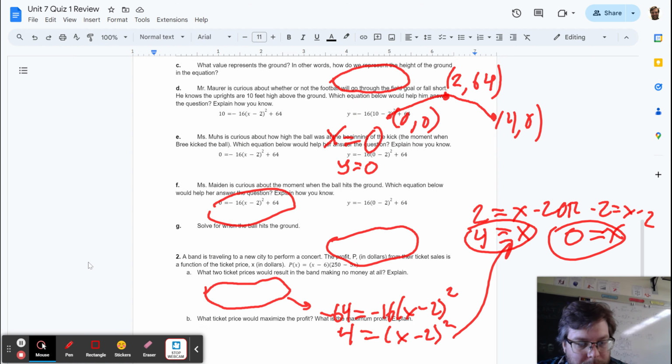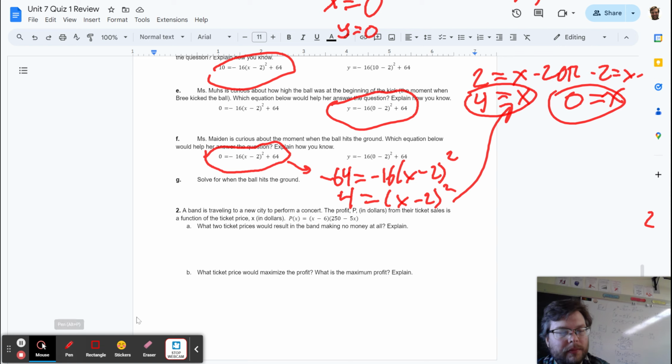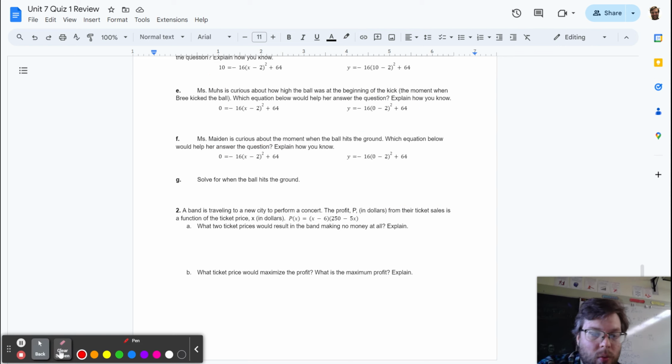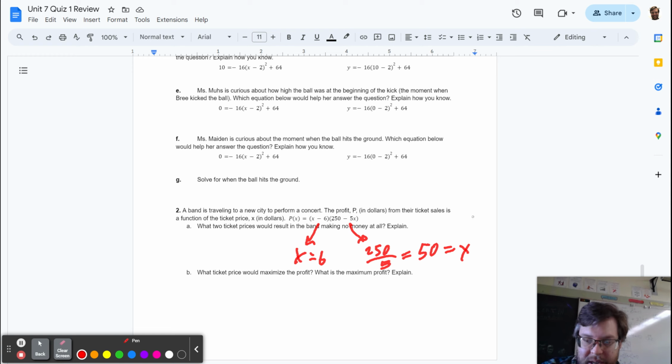Last problem, we've got a band, and they have a profit equation. What two ticket prices would result in the band making no money at all? That would be what makes this part equal 0, or what makes this part equal 0. 250 divided by 5, which is 50. And I got that by just making 250 minus 5x equals 0. You can just add 5x to both sides, so 250 equals 5x, and then divide by 5. Those are the two values that would mean no money is made.